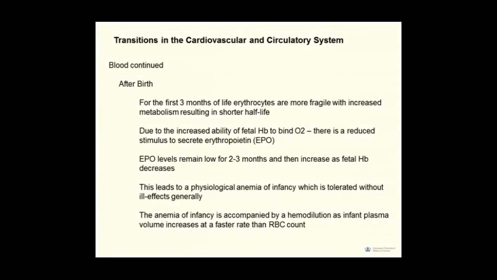So for the first 2 or 3 months, the release of erythropoietin, the hormone that stimulates red blood cell production, is lower than it will be later on. So what this does is create a relatively lower red blood cell count for this newborn than the baby will have after 3 months. So it creates what we call a physiological anemia of infancy. But it's tolerated well, generally speaking.